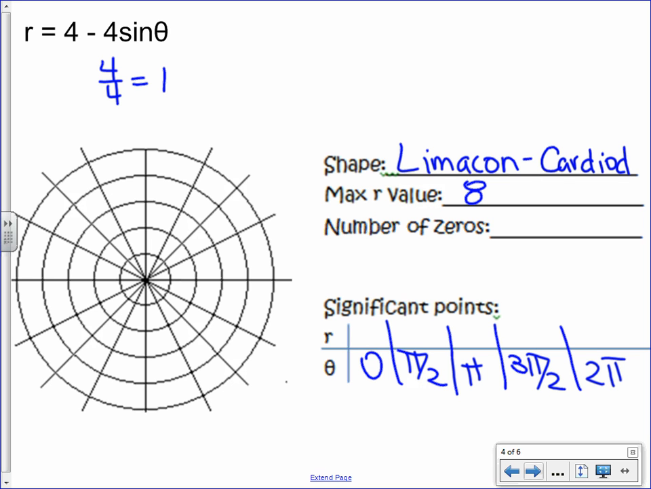Sine of 0 is 0, I do agree, which means R is 4. Now, since this is going to be our max R value is 8, I'm going to go ahead and count by 2s. Is that okay with everyone? So I'm going to write that this is a 2. Okay? So my 4 is going to be here. When we plug in pi over 2, what do we get?